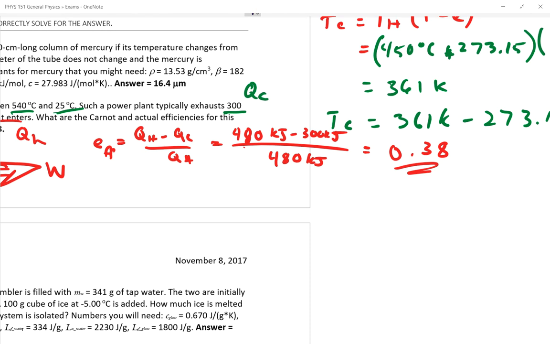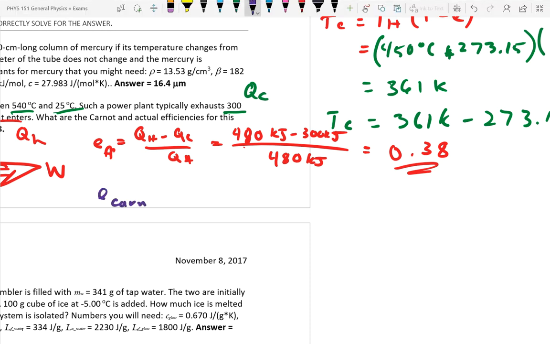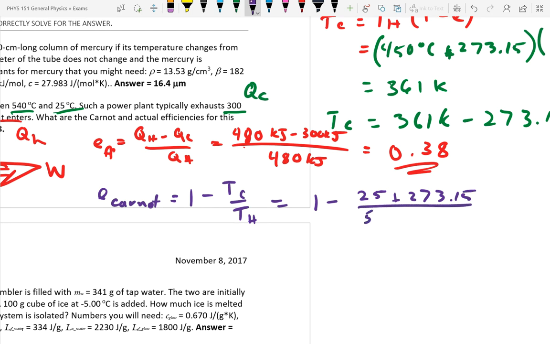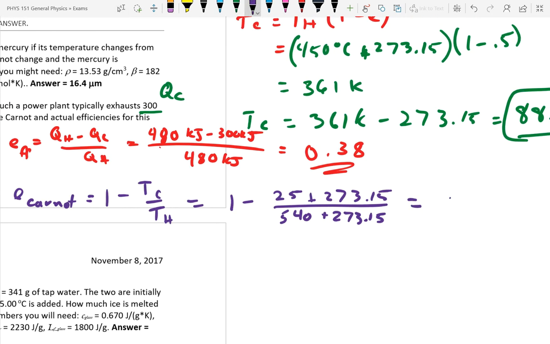And then you had to do the Carnot efficiency, which we convert to temperature. So we put 1 minus temperature cold over temperature hot. I just used that from what we did in number 15, is equal to 1 minus 25 plus 273.15 over 540 plus 273.15. And that's the one that gave us 0.63.